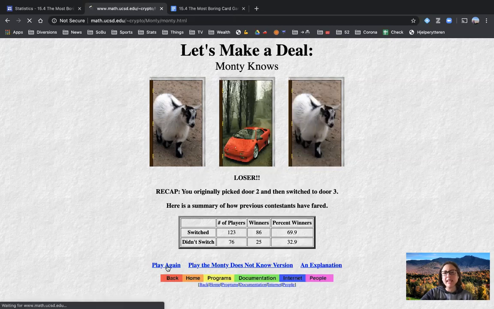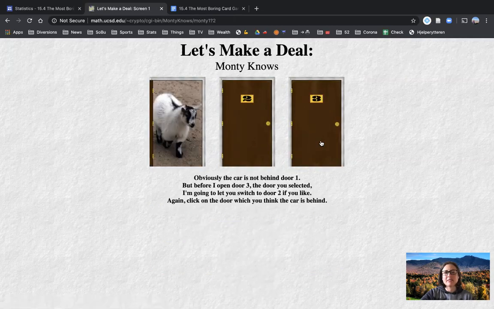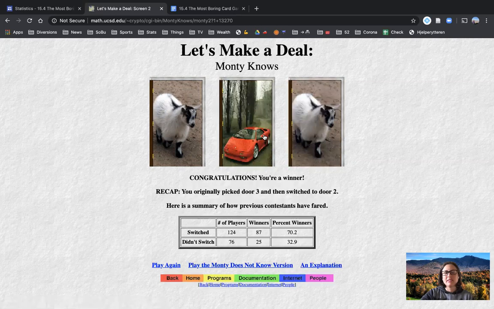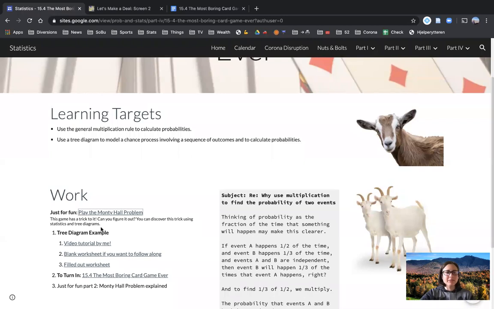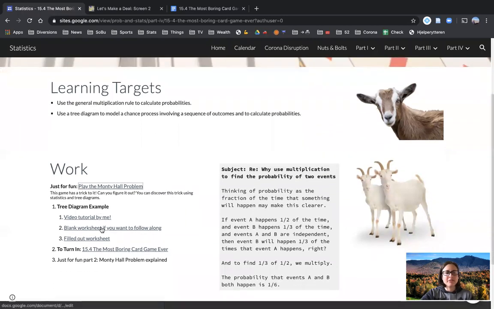So you can play this again and figure out if it's worth it to switch like I just did there, or stay with your door. And this is something that you can actually solve with tree diagrams. It's a bit more complicated than what we're going to get into today, but if you're feeling up to the challenge, you can have a look at that. All right, so I'm going to do a little video tutorial about how to use tree diagrams in general, and then you are going to work on the 15.4 most boring card game ever to turn in.